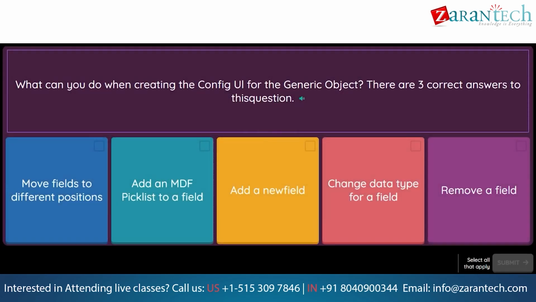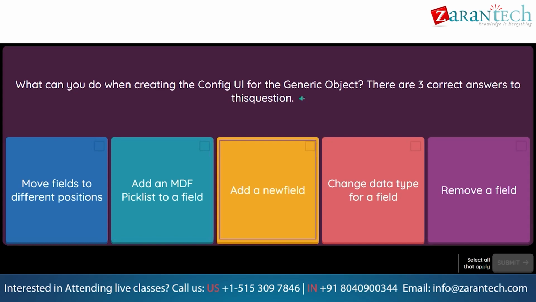Question, what can you do when creating the config UI for the generic object? There are 3 correct answers to this question. Option 1, move fields to different positions. Option 2, add an MDF pick list to a field. Option 3, add a new field. Option 4, change data type for a field. Option 5, remove a field.